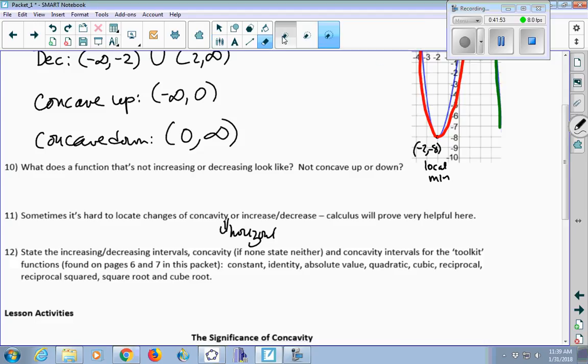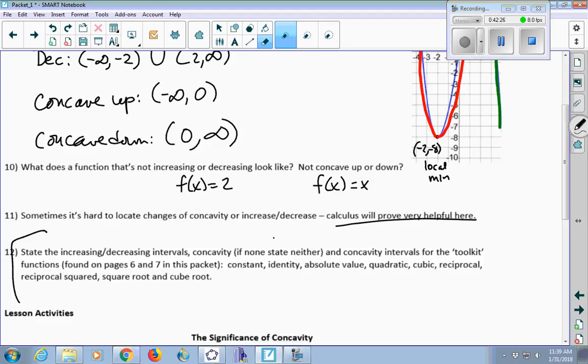This is to give you a little help, an example of which I love to do. I might say, give an example of a function that's neither increasing or decreasing, and you would put something like this down, f of x equals 2, any horizontal line. How about a function that's neither concave up or concave down? F of x equals x, right? Your identity, your parent function, your baby linear function. Sometimes it's hard to locate when the concavity changes. Calculus will be very helpful there.